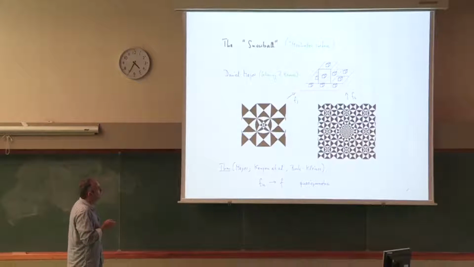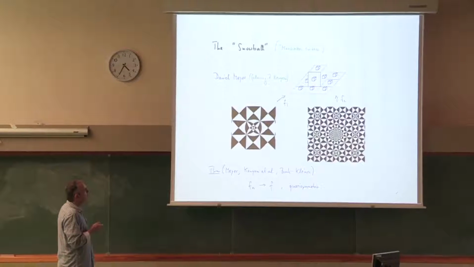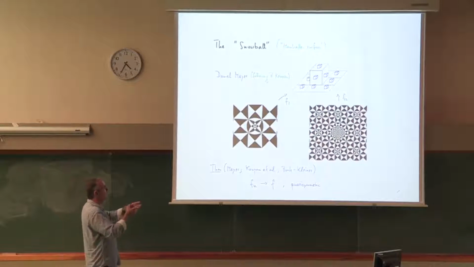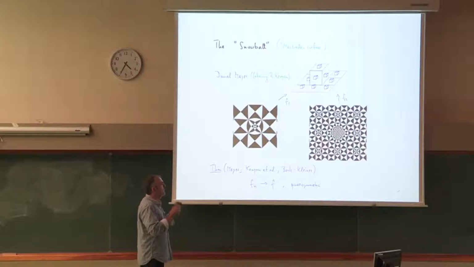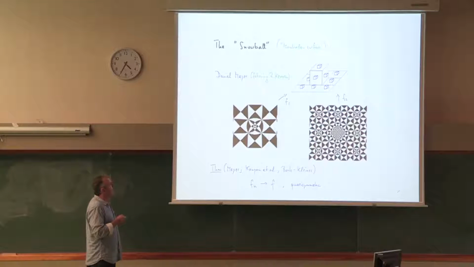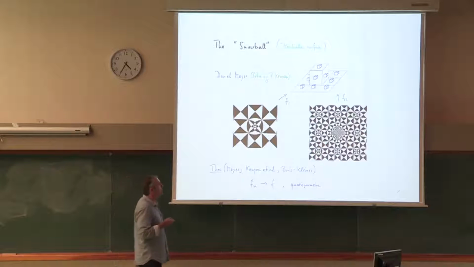But okay, how do you give this a nice parameterization? Just take a finite approximation, do finitely many squares, and then view that as a Riemann surface. And then, in this case, it is not so hard to compute explicitly this uniformizing map.